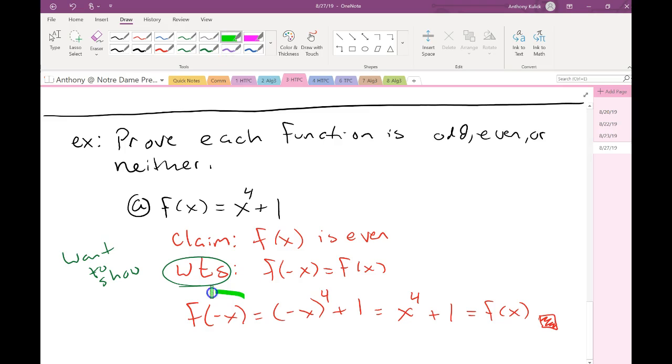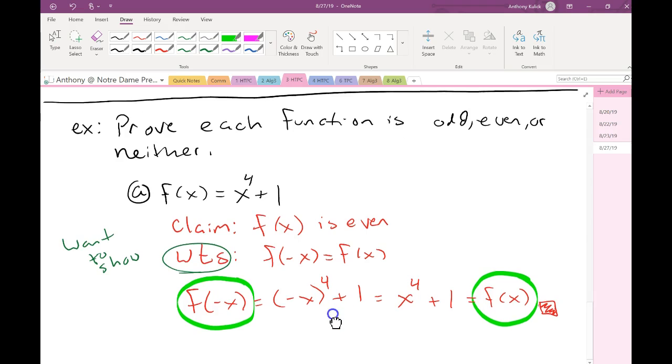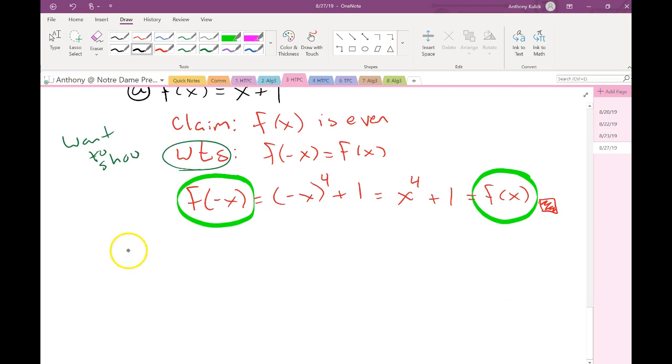But notice what we did here. We started with f of negative x, and we showed that's equal to f of x, which is what we needed to do in order to prove that this thing was even. Everybody happy with that? Okay, let's do some more examples. I know when I start using the P word like that, people get all bent out of shape, but these proofs are not terribly difficult.